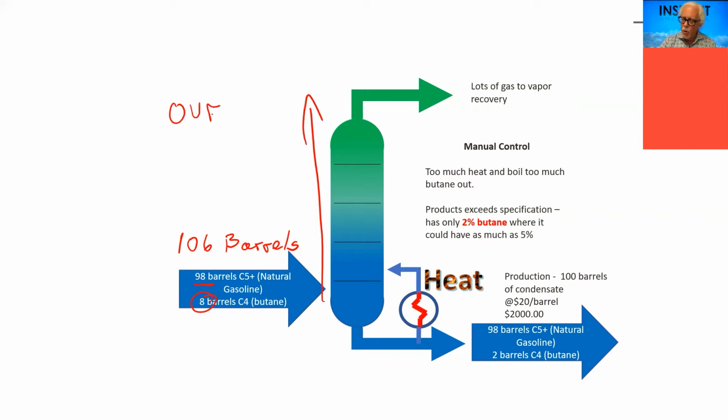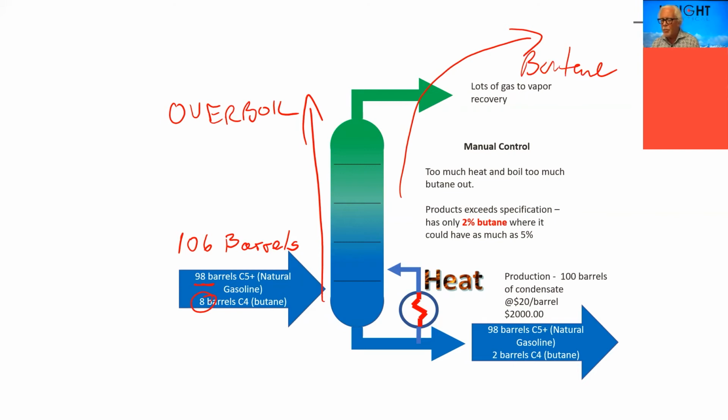If we overboil, if we cook this condensate too much, what happens is we push more of the butane up onto this side. So the example we've used here is they've boiled it down to the point where they're only at 2% butane. So then they would have approximately their 98 barrels of C5 plus, 2 barrels of butane, a total of 100 barrels.